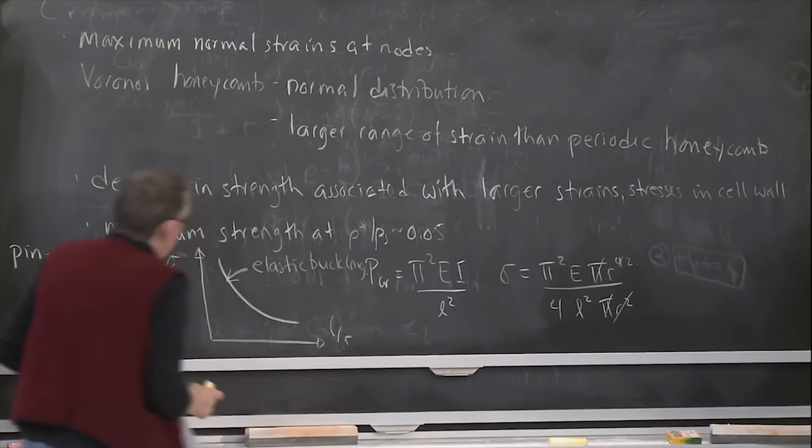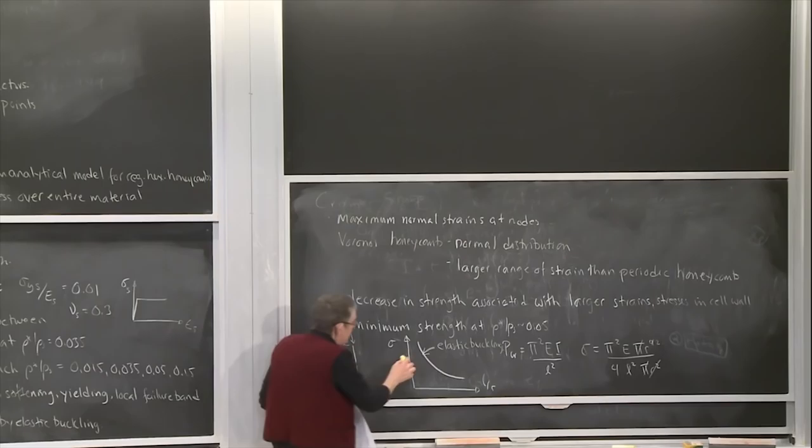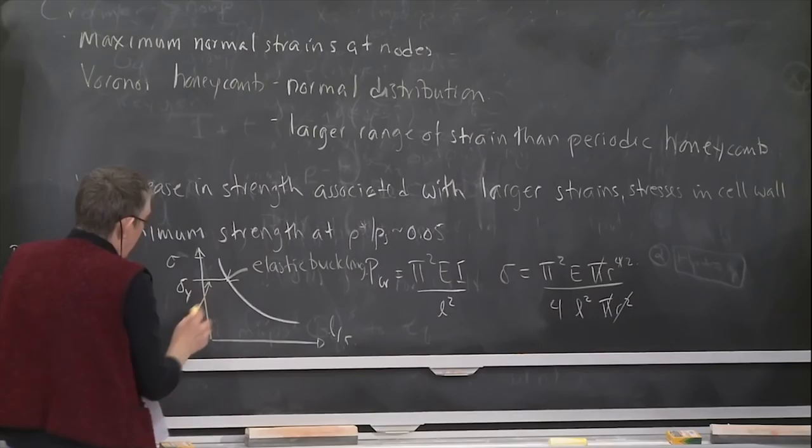But at some point, the column's going to yield. If I make it really, really short, then it's going to yield before it buckles. And at some point, this would be the yield stress here. And this would be failure by plastic yielding.